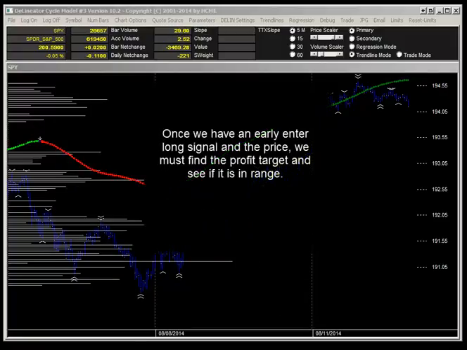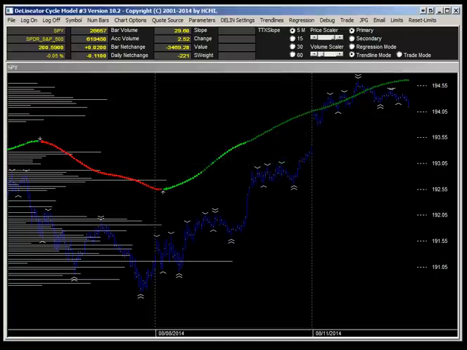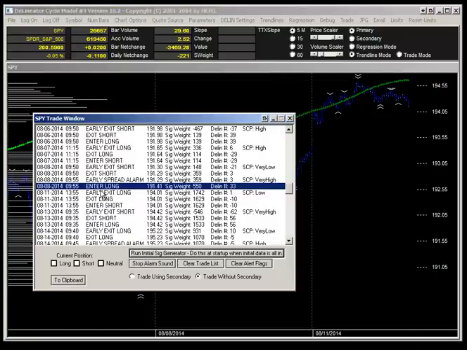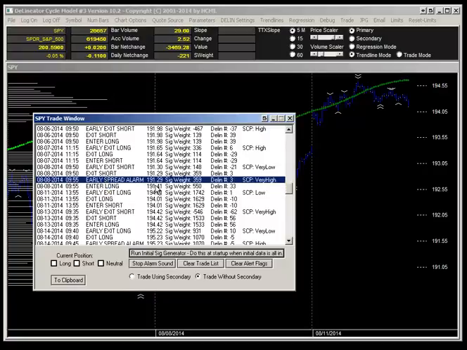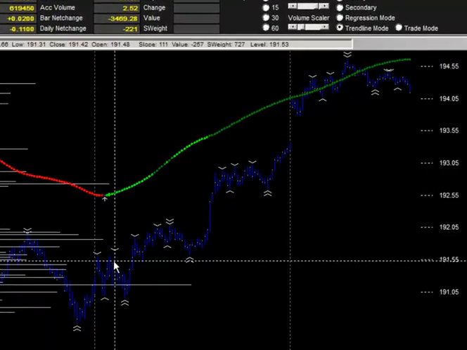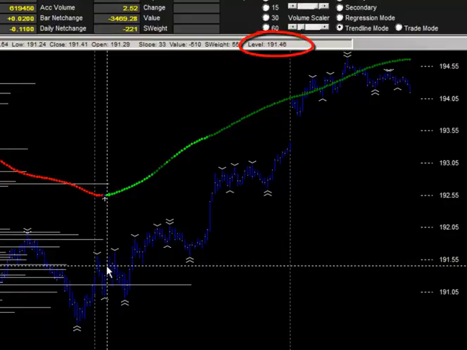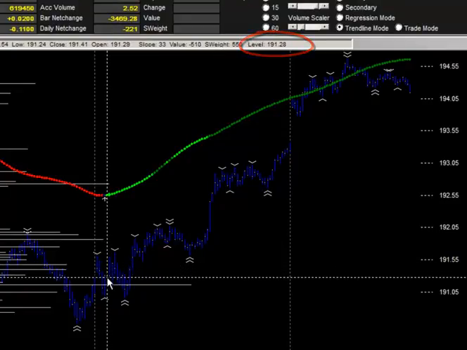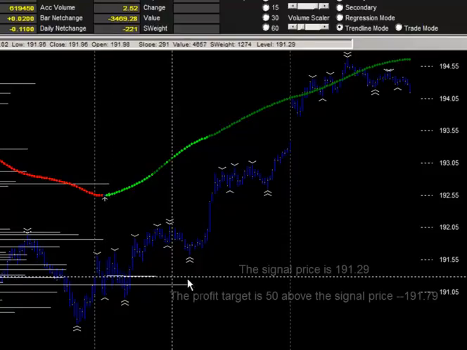We have 2 more parts to go through in our process to determine whether to take the trade. First of all, and let me bring back in our trade window, our early spread alarm, which is the same thing as the early enter long signal, generated a signal of 191.29. So let's find 191.29. Here's the time of the early signal, and 191.29 is right there.